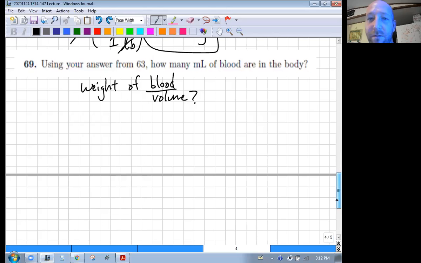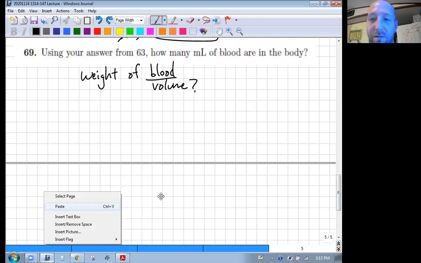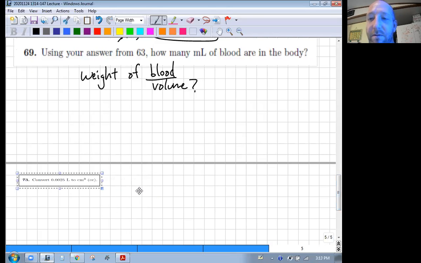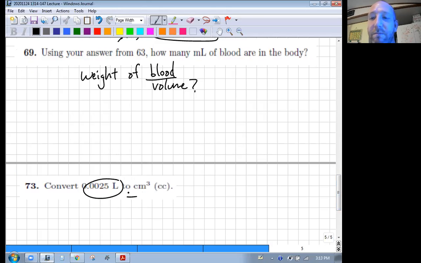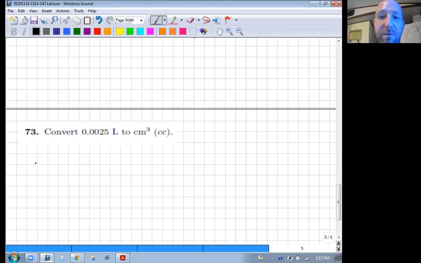But we can convert volume to a volume. Liters is a volume. So let's see what we can do. 0.0025 liters.